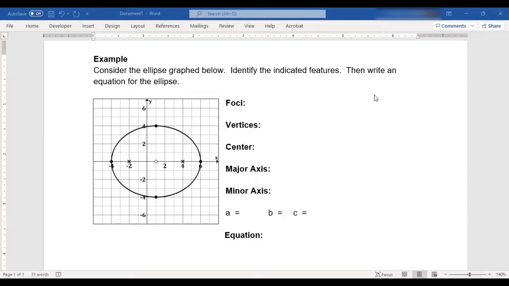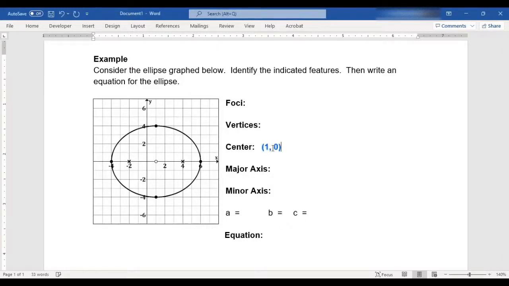So we have our ellipse graphed on the left, and we need to figure out the foci, the vertices, the center, and then the major and minor axis, the values of A, B, and C, and then, of course, an equation for the ellipse. So I always like to start out whenever I can with the center of an ellipse. So they've graphed that for us here as this nice open circle. So the center of this ellipse is going to be the point 1, 0.